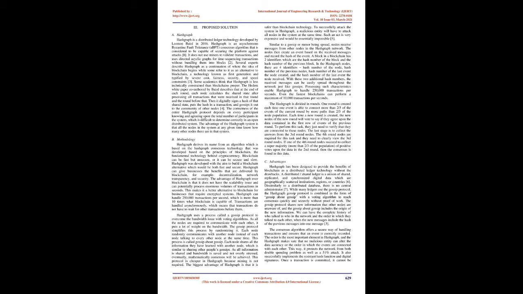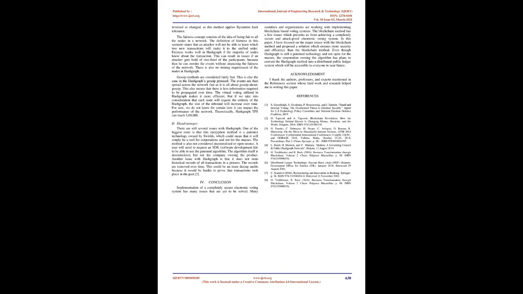The Hashgraph is divided in rounds. One round is created each time one event is able to connect more than 2/3 of the events of the current round by more paths than 2/3 of the node population. Each time a new round is created, the new nodes of the new round will vote to say if they agree upon the data contained in the first row of events of the previous round.